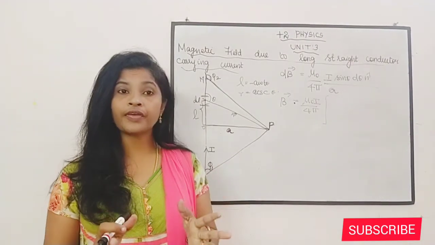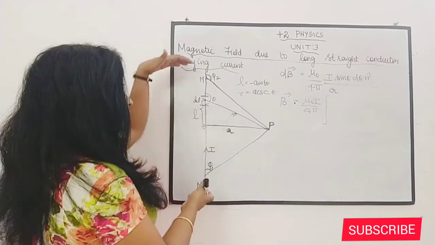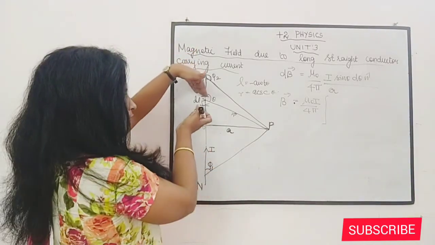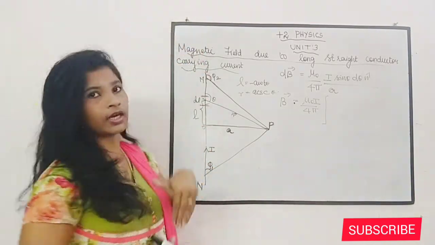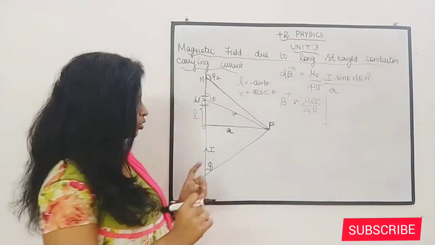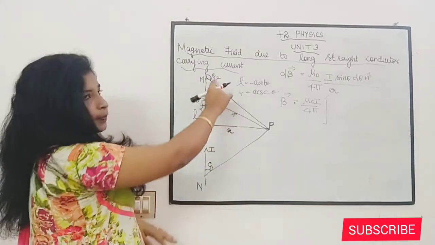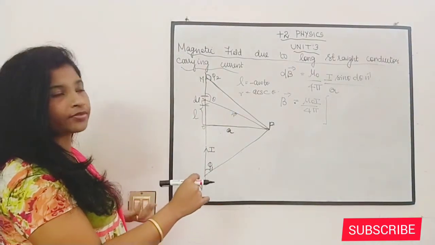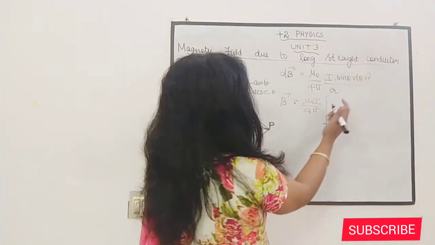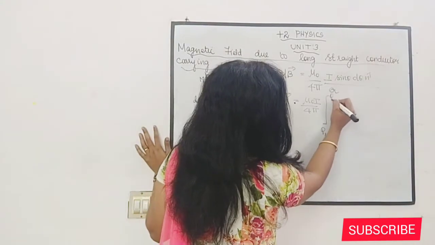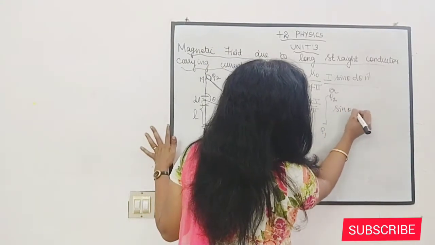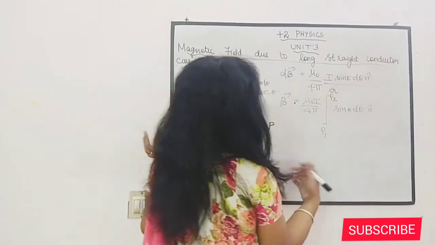So now, to find the magnetic field due to this length, I have only found it for the small element so far, right? To find it for the whole length, from where to where do I have to integrate? I have to integrate from this end to this end, that is from phi 1 to phi 2. Okay, I have to take the limit from phi 1 to phi 2. So taking the limit from phi 1 to phi 2, sin theta d theta n cap. Okay, this is very simple.